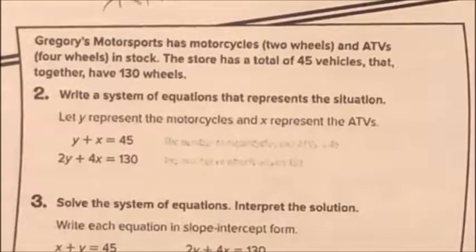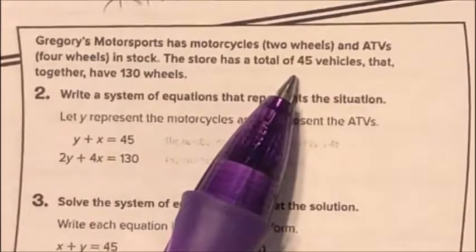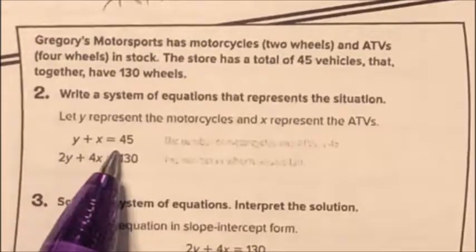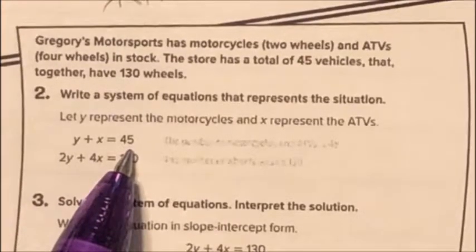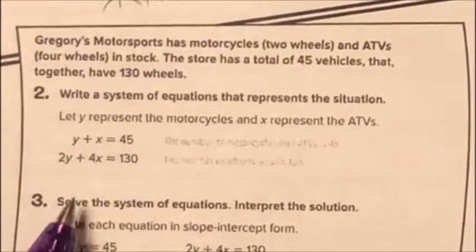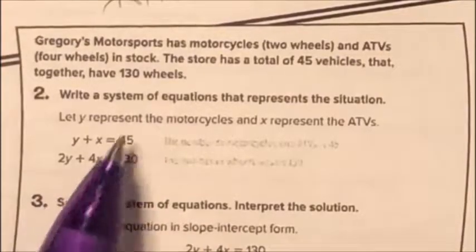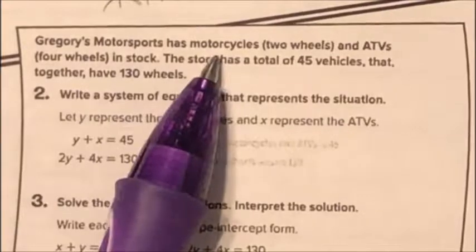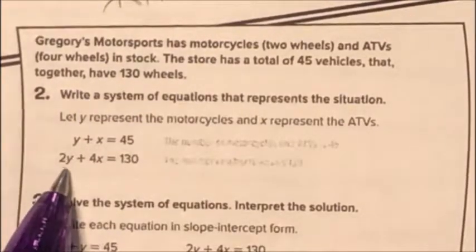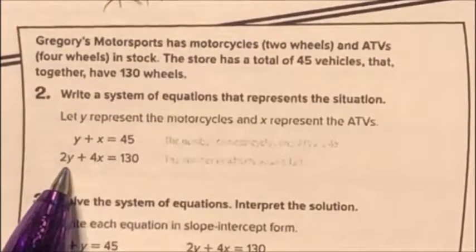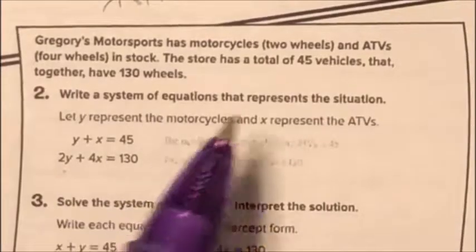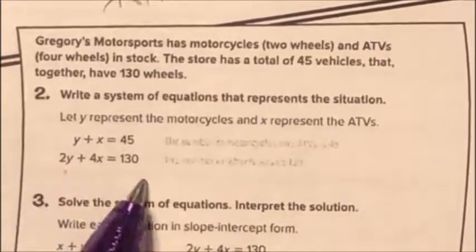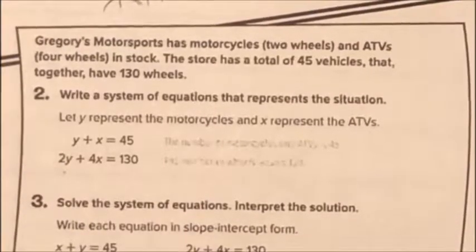The first thing I'm looking at is the store has a total of 45 vehicles. So that means if I add y plus x, that equals 45. So there's my first one. The second thing I have is there's 130 wheels. Motorcycles have 2 wheels, so 2 times y, because that's my motorcycles, plus 4 times x, which are my ATVs, equals 130. So those are my 2 equations.